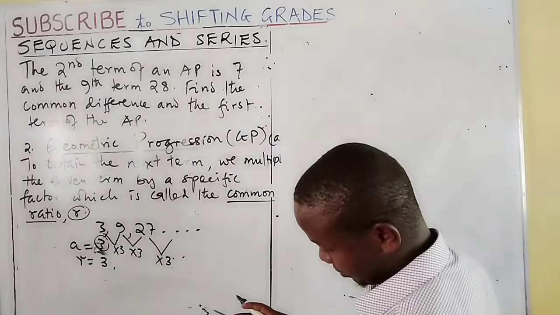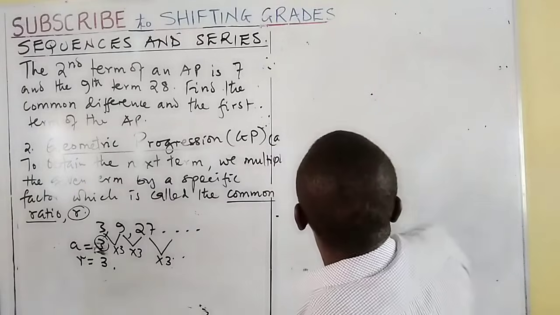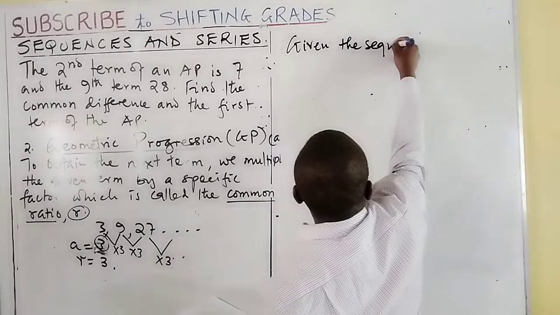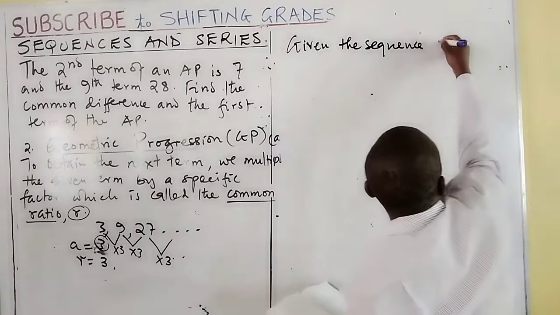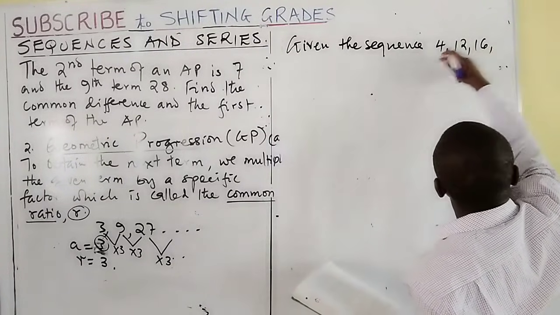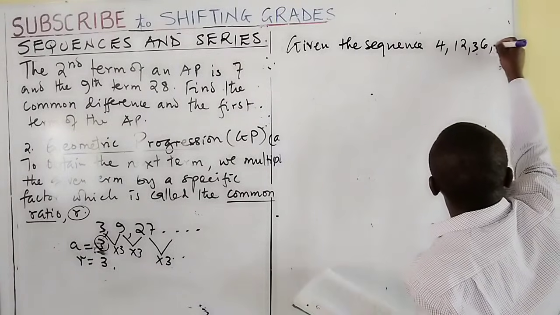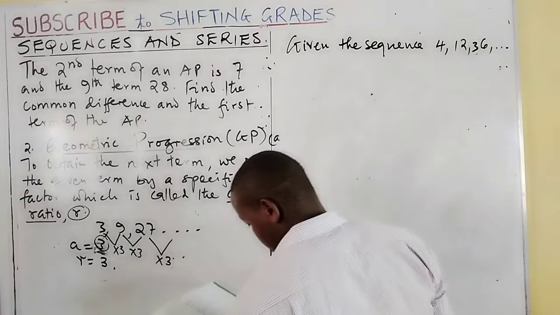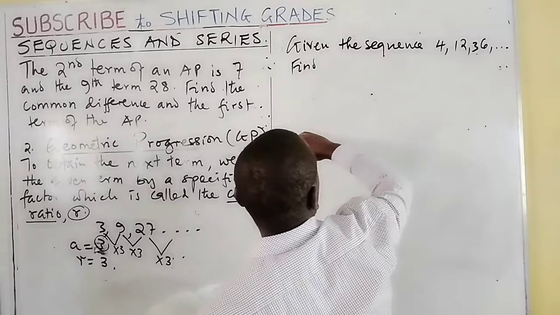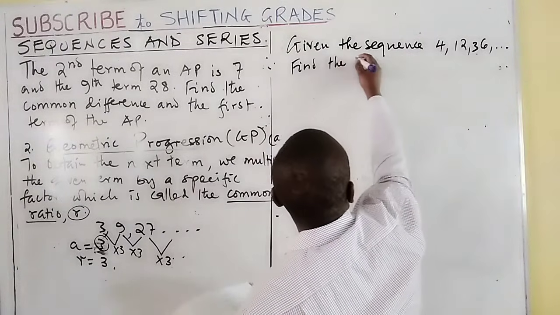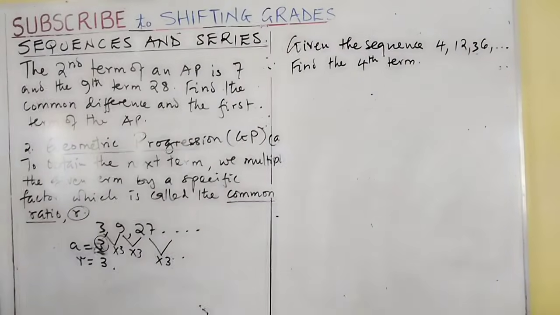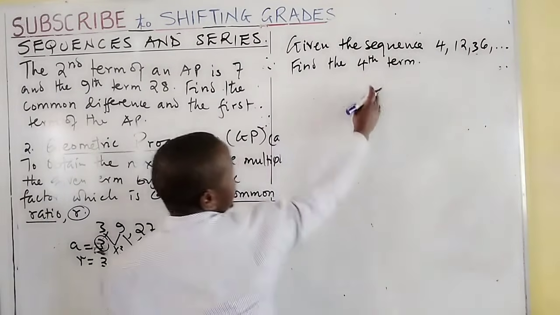If you're told, given the sequence 4, 12, 36, then it continues. Find the fourth term. So we are going to find the fourth term in this case.